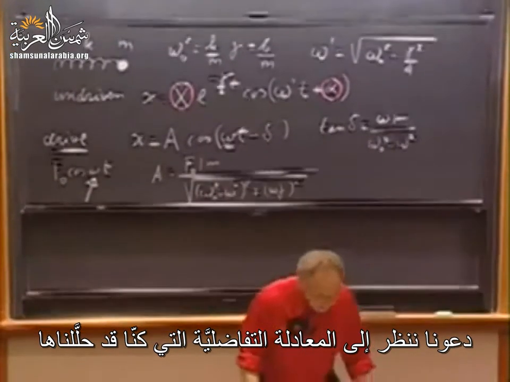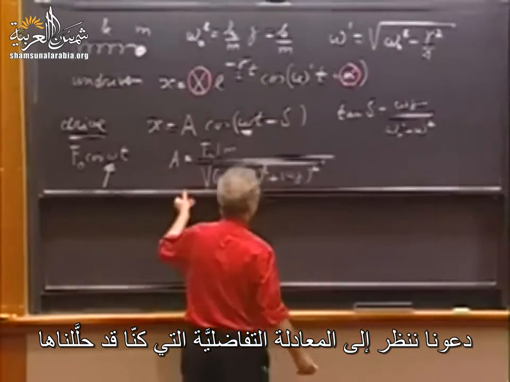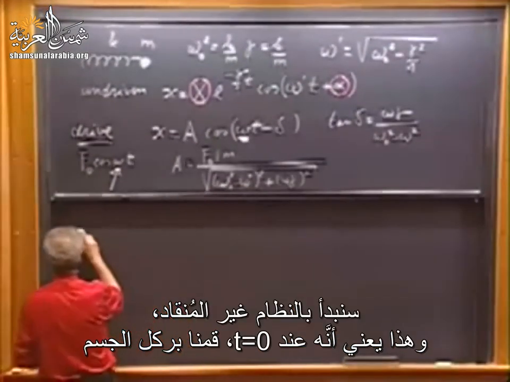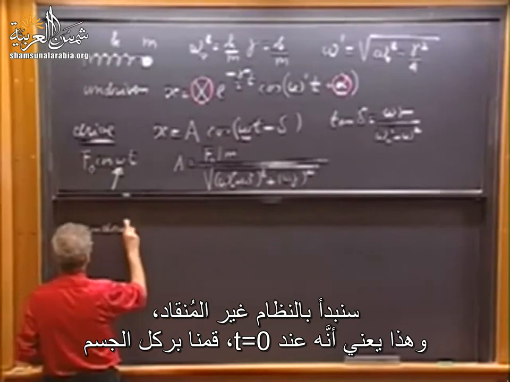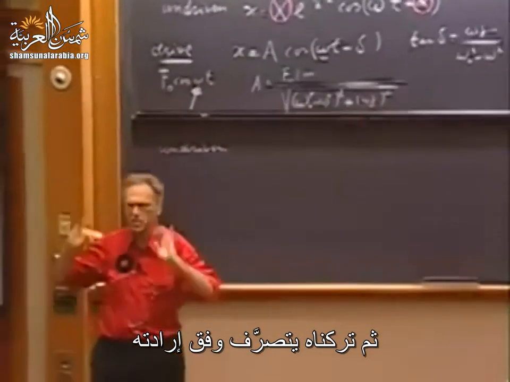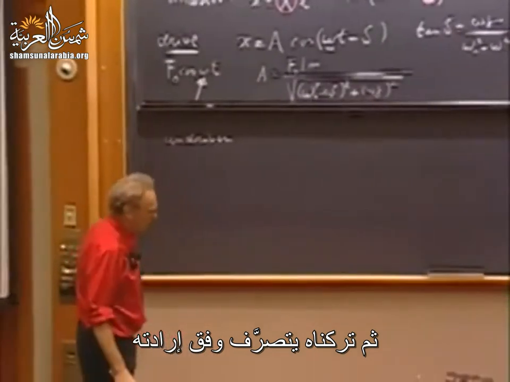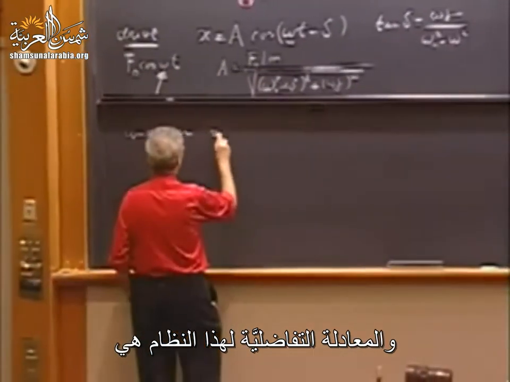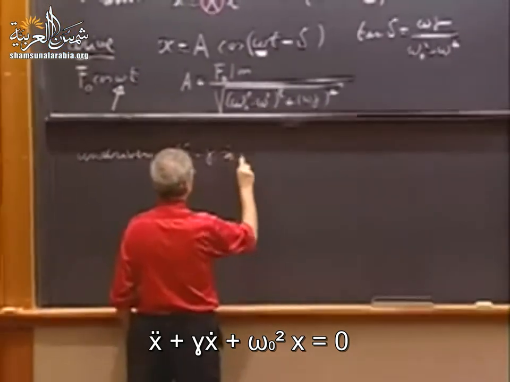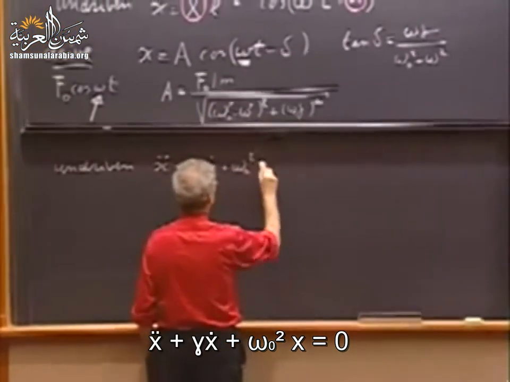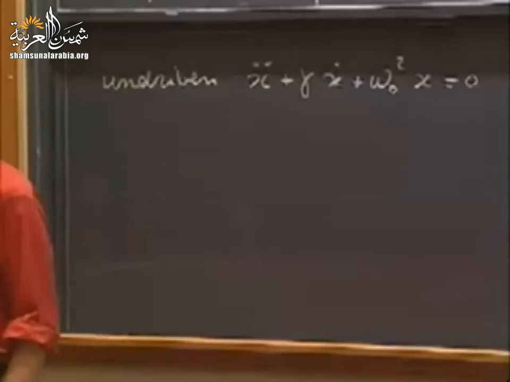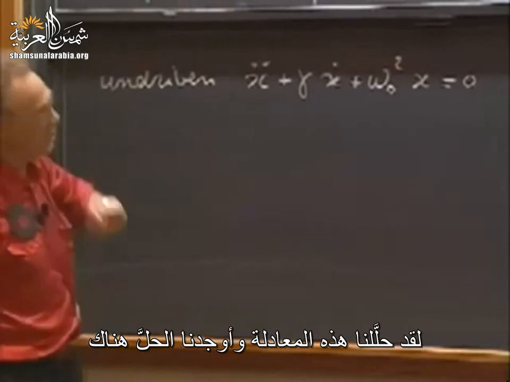Now let us look at the differential equations that we were solving. And so first we go to the undriven system. Undriven means at t equals 0, you give it a kick and you just let it do its own thing. The differential equation that we then had was x double dot plus gamma x dot plus omega 0 squared x equals 0. That's the one we had. And we solved it, and we found that solution there.